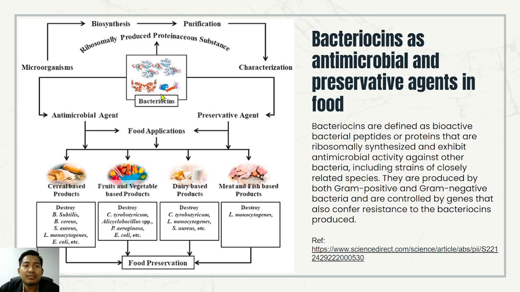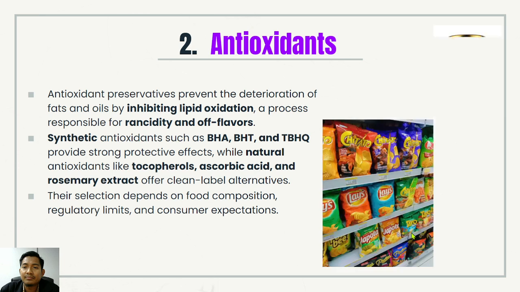For example, bacteriocins are ribosomally produced proteinaceous substances that then undergo biosynthesis, purification, and then characterization. It can work as a preservative agent, or in other words, an antimicrobial agent in food applications, such as cereal-based, fruit and vegetable, dairy-based, meat and fish products. It can destroy these kinds of microorganisms which lead to food contamination. That's how it works as a food preservative. You can read more in this journal related to bacteriocin.